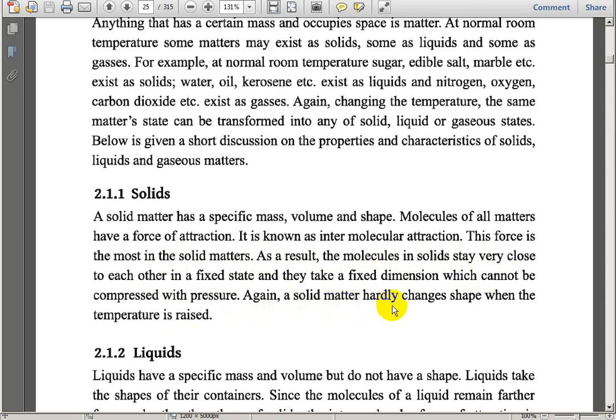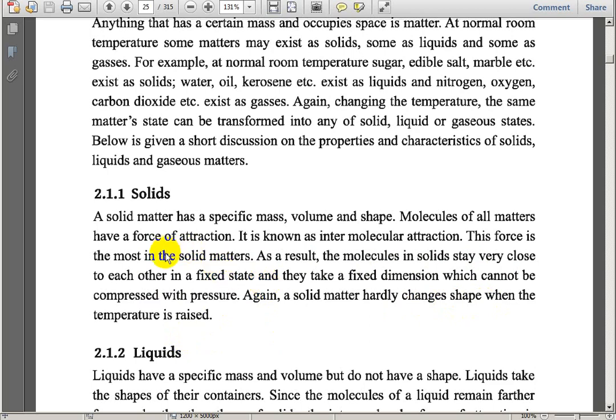Again, a solid matter hardly changes shape when temperature is raised. It changes shape only when it becomes liquid.